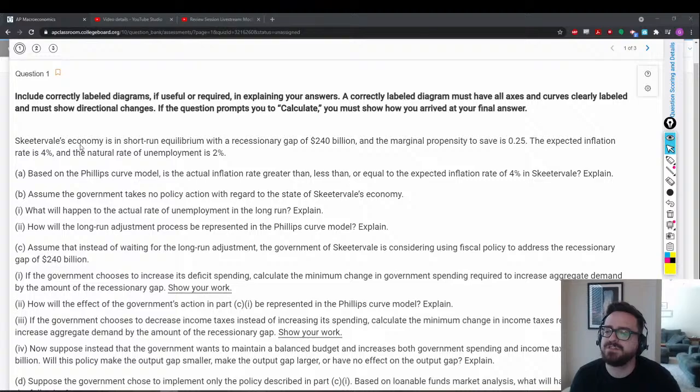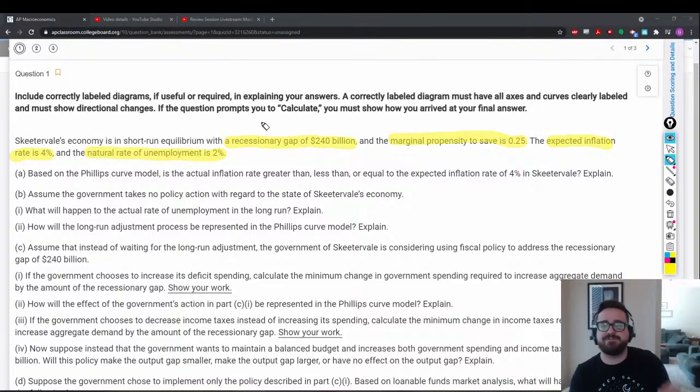Okay, so I see Skeeterville's economy is in short-run equilibrium with a recessionary gap of about $240 billion. I am just marking stuff as I go here. If I was you, I'd be underlining or circling. I would see recessionary gap, $240 billion. A marginal propensity to save of 0.25. Expected inflation rate, don't see that very often, as 0.4. And the natural rate of unemployment is 2%.